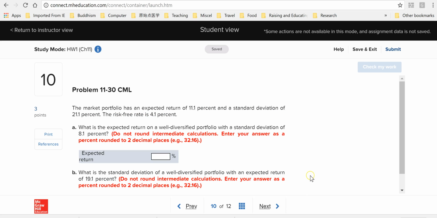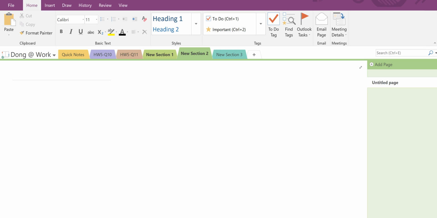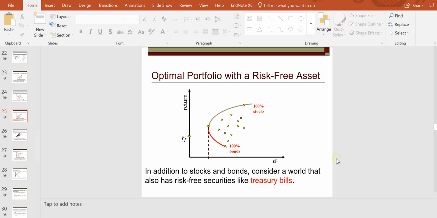So if we recall, the capital market line is a straight line which connects the risk-free rate. Let's go back to my lecture slides. It connects the risk-free rate, this is the risk-free rate, and the so-called market portfolio. That's tangent on this. This is called a feasible or efficient frontier.